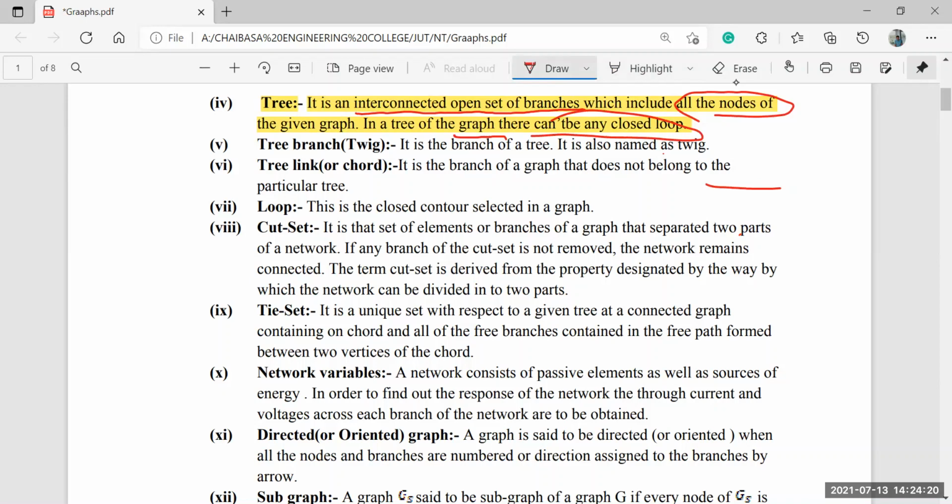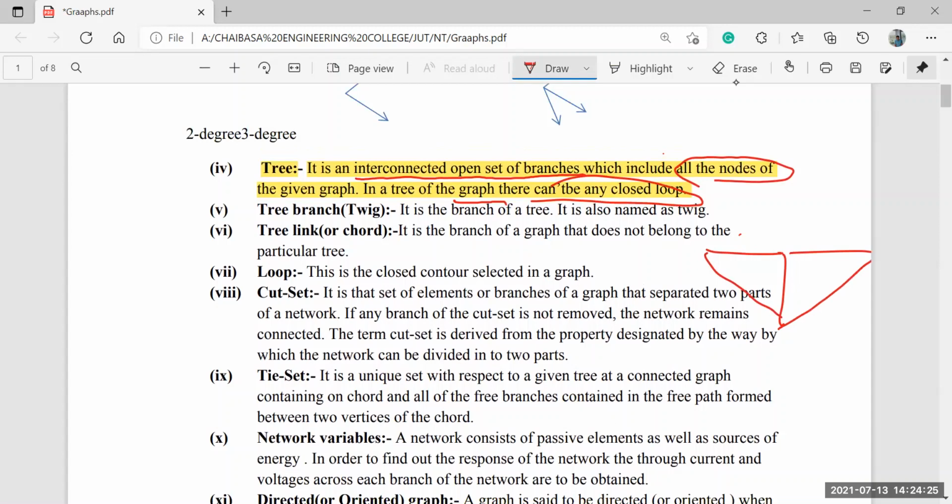So we'll take the same graph. In this you have to consider everything. Over here we have 4 nodes: 1, 2, 3, 4. So what will be the tree of this? It should be an interconnected open set, so all nodes will be present, and we'll form this, where 1 is there, 2 is there, 3 is there, and 4 is there.